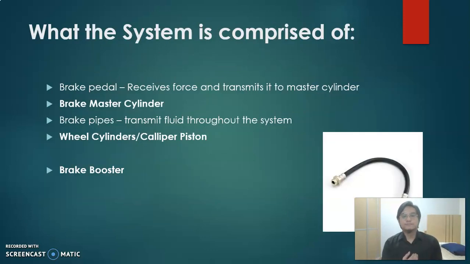So what is the system comprised of? Firstly, the brake pedal. The brake pedal receives force and transmits it to the master cylinder. Next is the brake master cylinder, the brake pipes, which transmit fluid throughout the system, the wheel cylinders or the caliper pistons. Wheel cylinders are usually for the rear tires, and the caliper pistons are usually for the front tires or for all four tires, depending on the model and type of car. Additional is the brake booster.